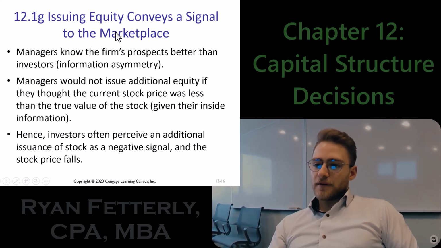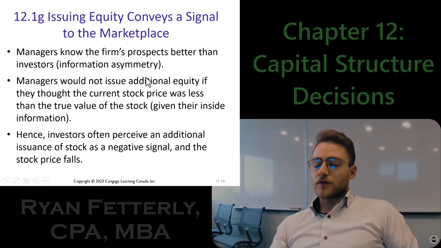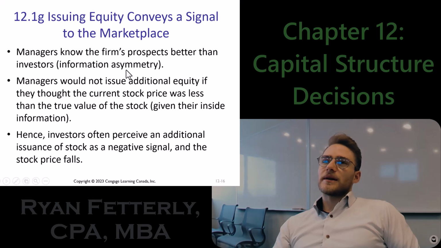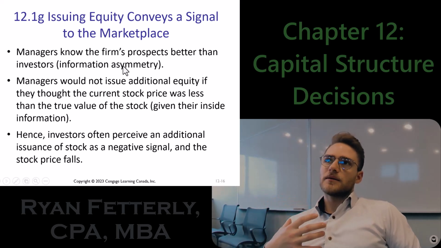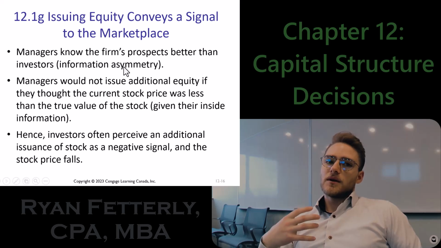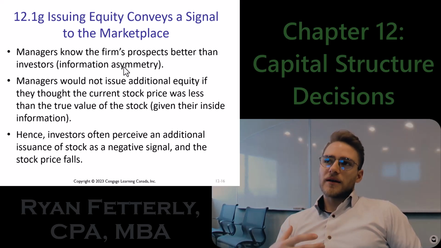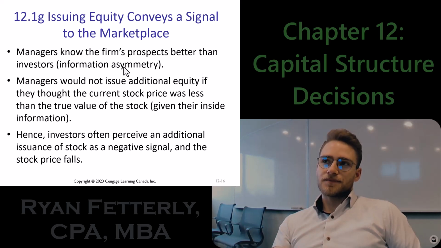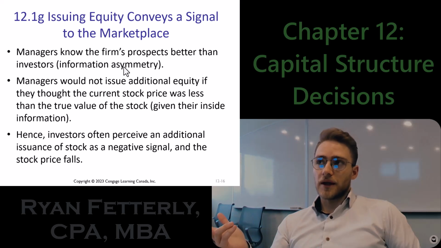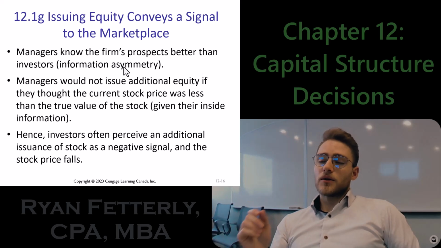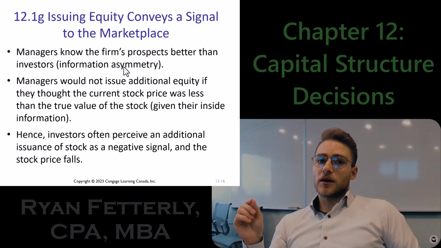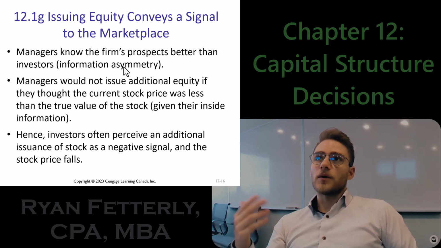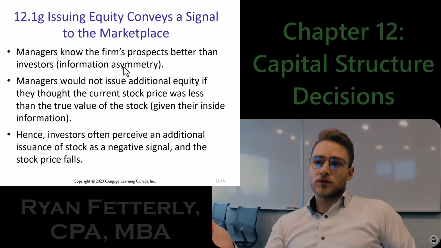So issuing equity conveys a signal to the marketplace. Managers know the firm's prospects better than the investors, right? Just think about it like this: as an executive, would I go and sell 100,000 shares on the open market if I thought the stock was undervalued? Definitely not, right? I'm only going to sell equity if I think that my stock is properly valued or overvalued. So if I think the price of my stock is good right now, I would sell equity. And that's how shareholders read it, right?